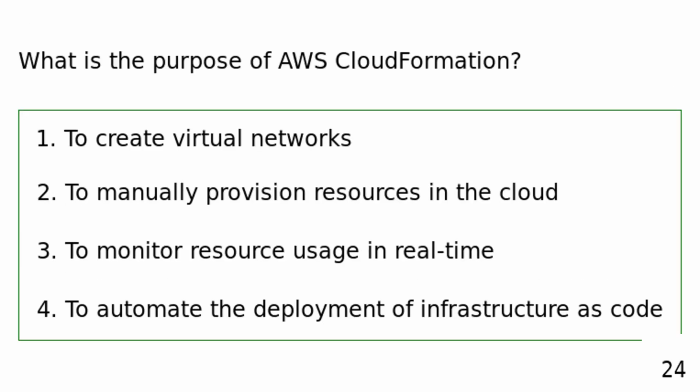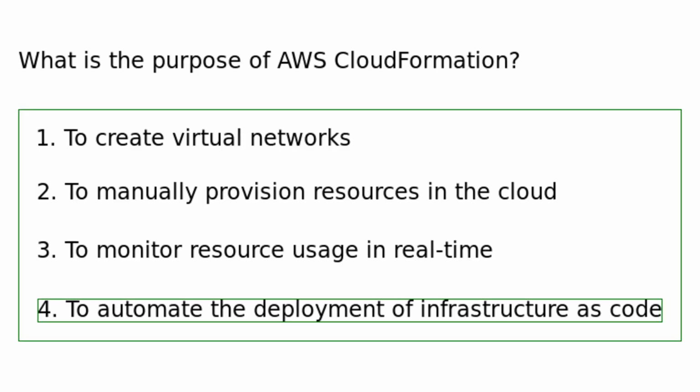What is the purpose of AWS CloudFormation? To create virtual networks. To manually provision resources in the cloud. To monitor resource usage in real time. To automate the deployment of infrastructure as code. AWS CloudFormation is used to automate the deployment of infrastructure as code, allowing for consistent and repeatable resource creation.